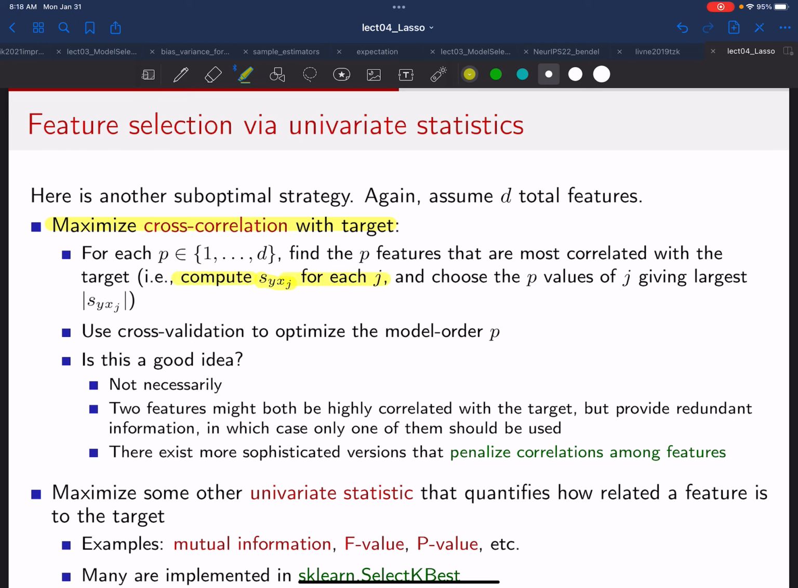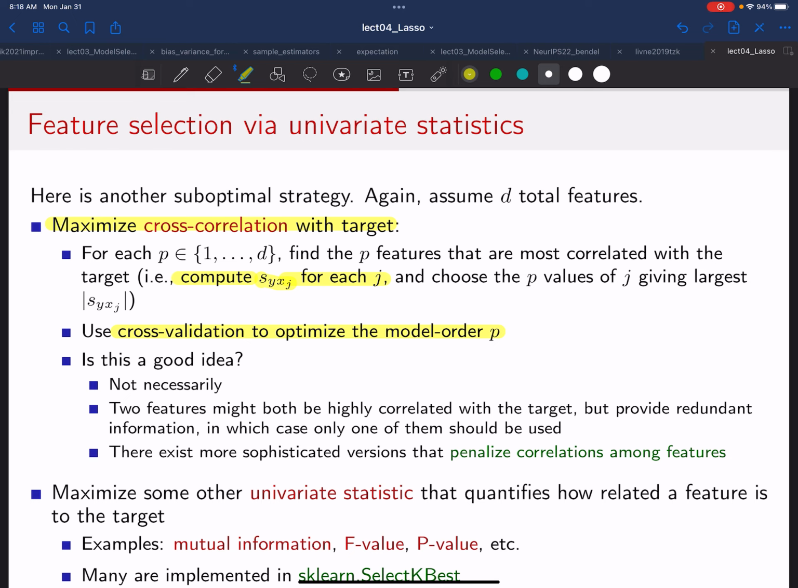And then now you get a list of correlations and you say, what's the single most correlated feature? What are the two best correlated features? What's the three best, and so on? And that will give you a sequence of subsets. And then you can use cross-validation to choose between those different subsets. Do I use just the single most correlated, the two most correlated, the three most correlated? You try them all with cross-validation, and you choose the one that gives you the lowest test RSS. Does that make sense? So that's all you do.